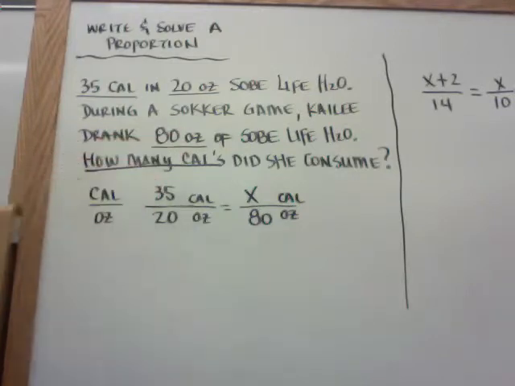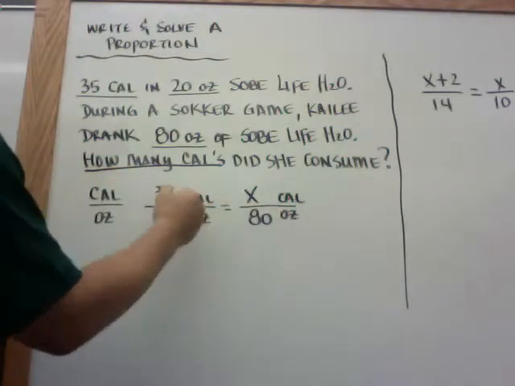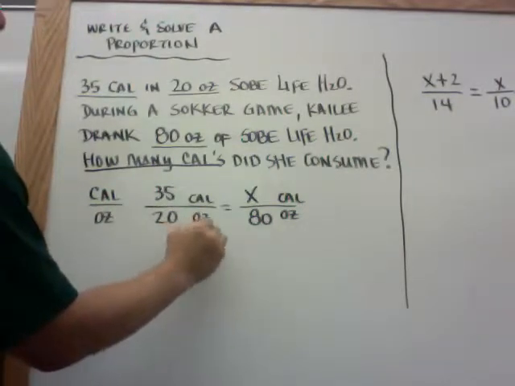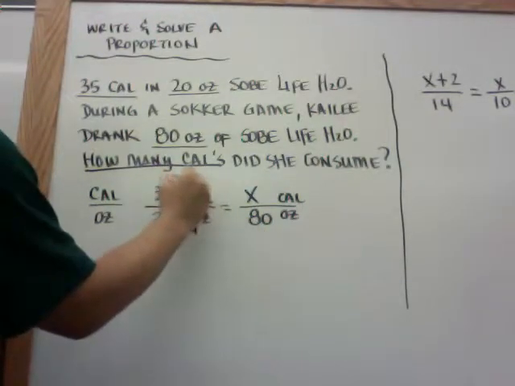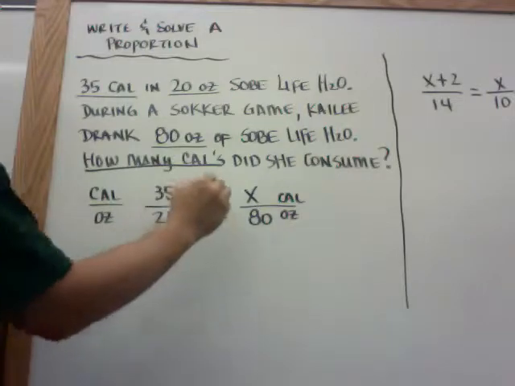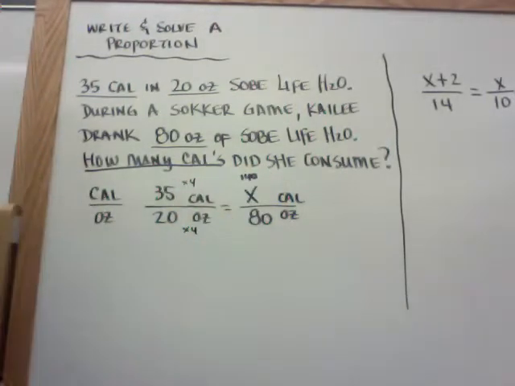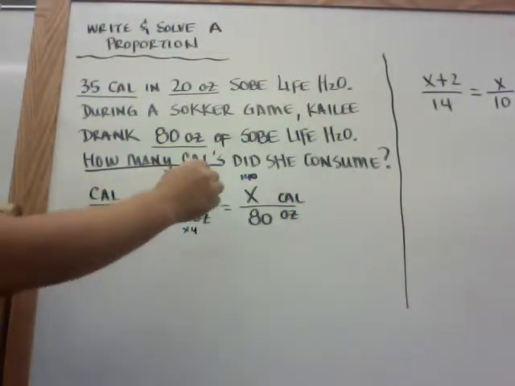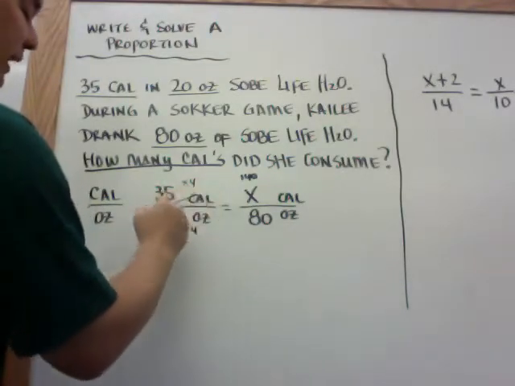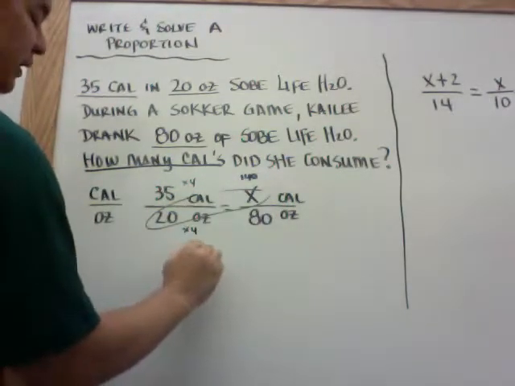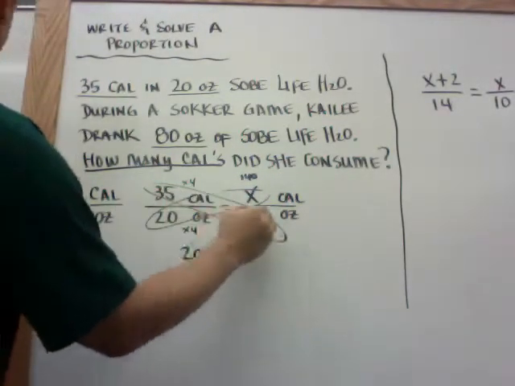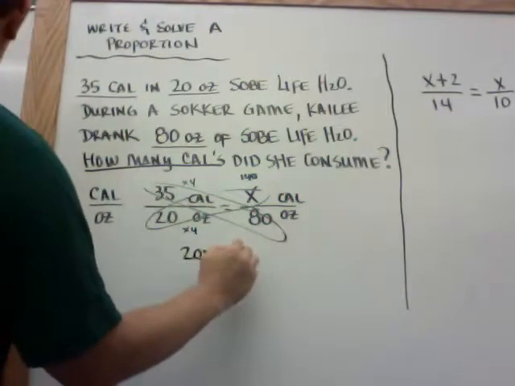If you put ounces on top, that's fine, as long as you put both of them the same. And now I can see that I go times 4 this way to get to 80. So I could times 4 and get to 140. That's one way. Or you could have cross multiplied. If you didn't see that and you cross multiplied 20 times x, you get 20x. 35 times 80 is 2800.